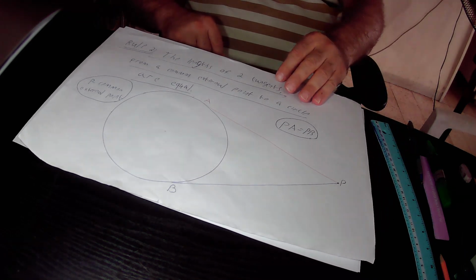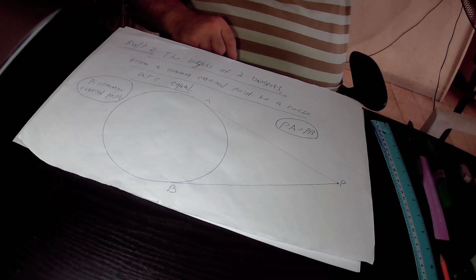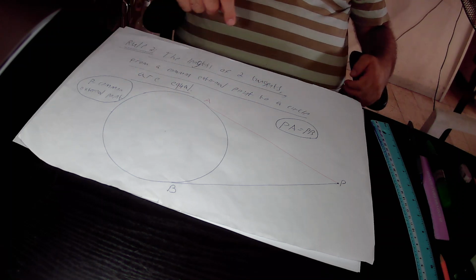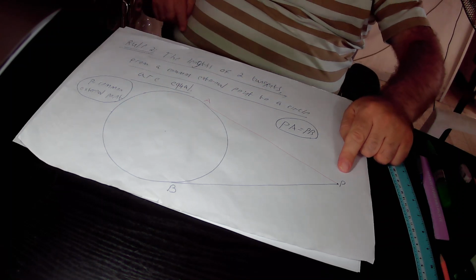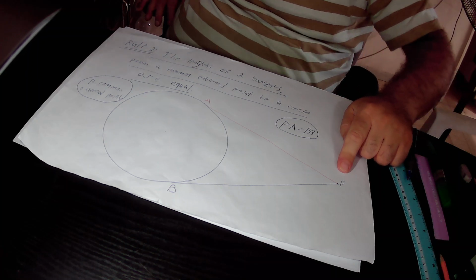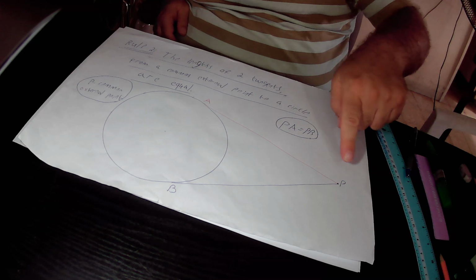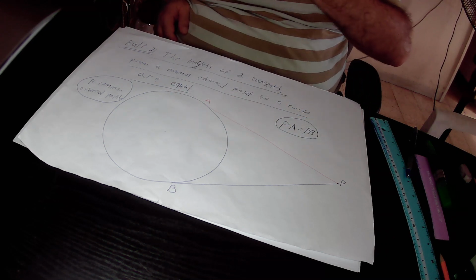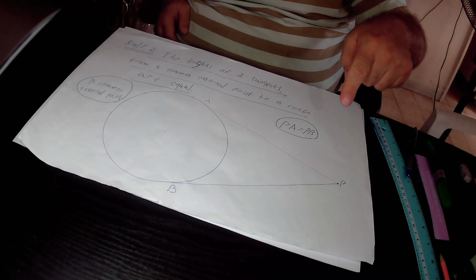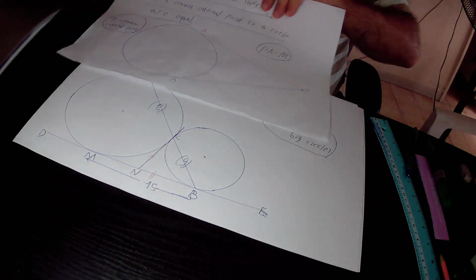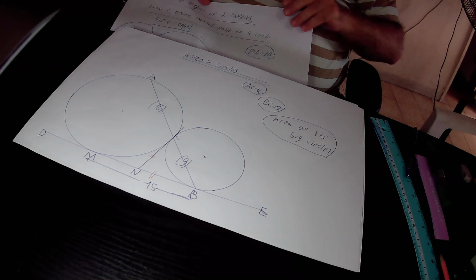According to rule 2, the lengths of two tangents from a common external point to a circle are equal. In the drawing, we have a circle, and this is the common external point, point P. From this common external point, point P, we have two tangents to this circle, tangent PA and tangent PB. And according to this rule 2, they are equal to each other. That is to say, PA equals PB. So we can actually implement rule 2 in our drawing.